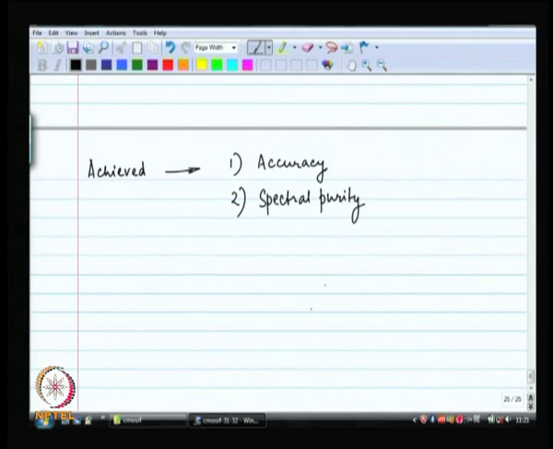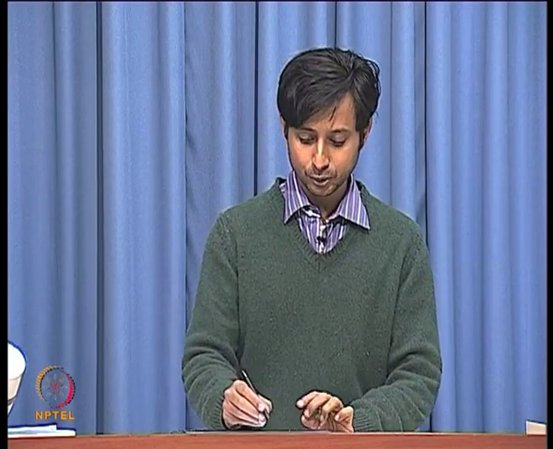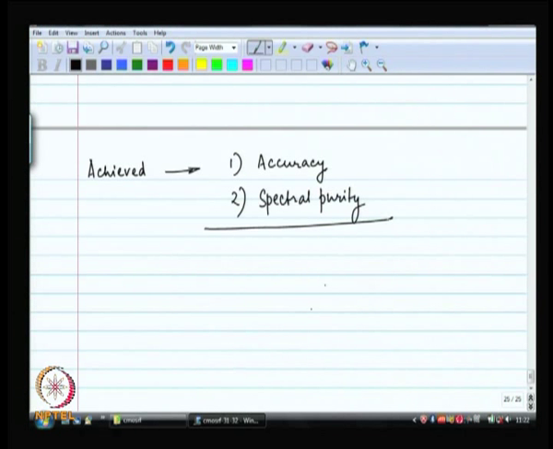Okay, within the loop bandwidth, I have got spectral purity. Outside the bandwidth of the phase lock loop, the voltage controlled oscillator does whatever it wants to do, but within the bandwidth, the phase is controlled by the reference phase. The reference phase is being tracked. So, the phase of the voltage controlled oscillator is equal to the reference phase, right. So, you have got spectral purity over there. So, these are the two things that we have achieved. We have not achieved any kind of agility so far.